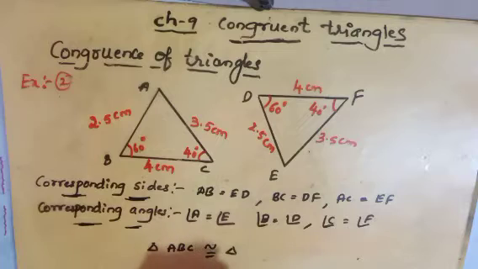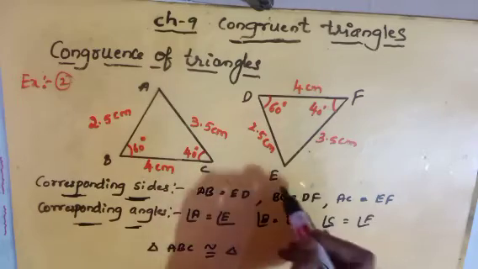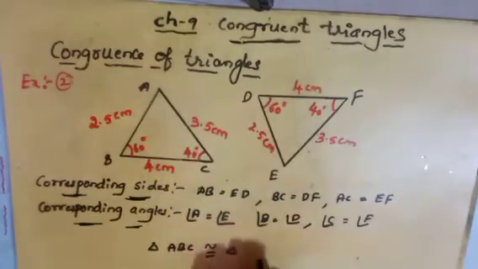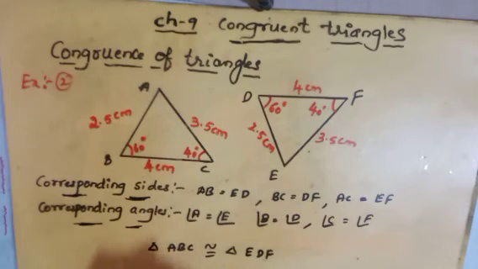When you are writing the congruency of two triangles, the order of letters is also very important. I wrote triangle ABC is congruent to triangle, what will we write? EDF. Triangle EDF. So keep it in mind, when you are writing the congruency of triangles, the order of letters is also very important. Okay. Next, let us take one more example.